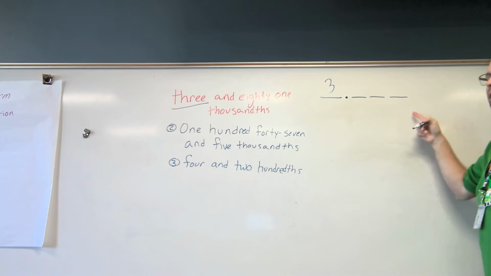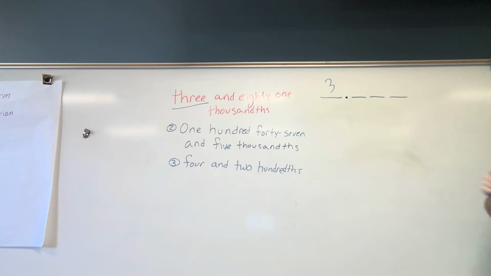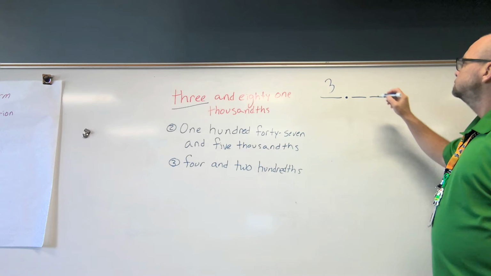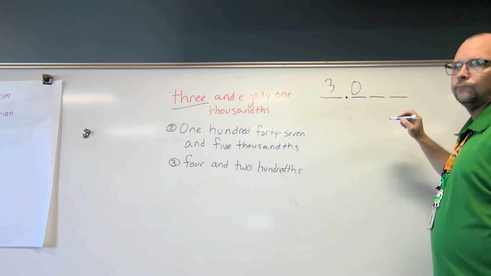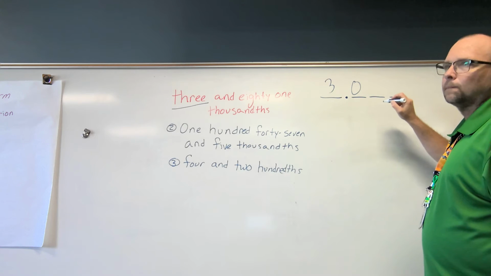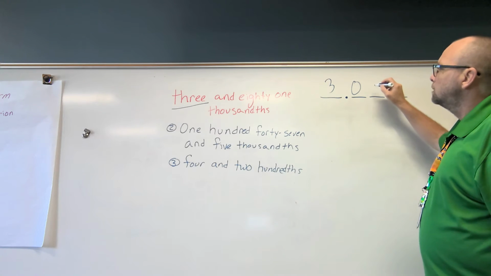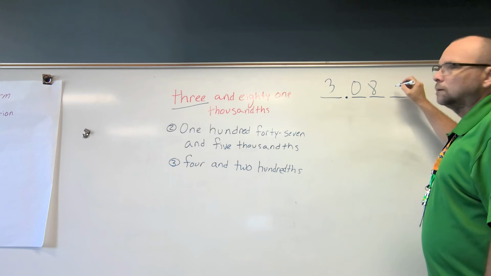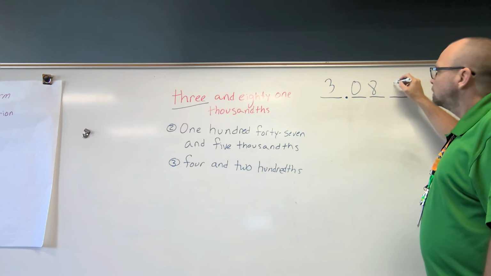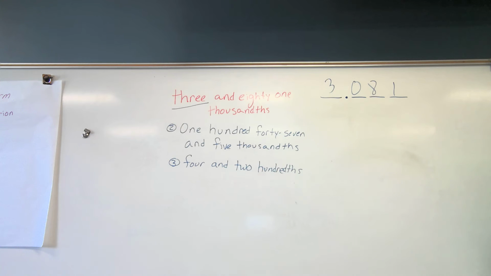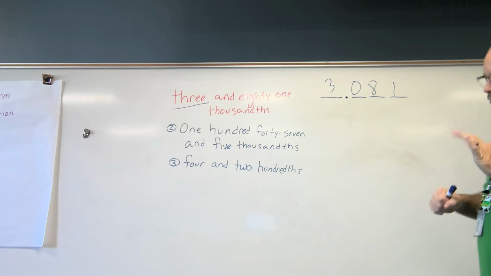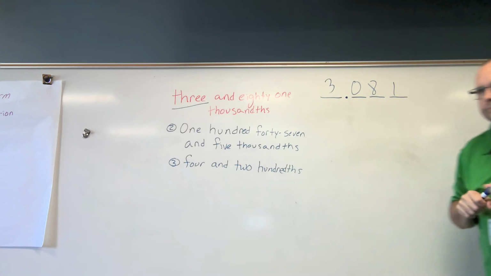Landry, tell me what's behind here. So, in the tenths place, that would be 0. Okay? And then in the hundredths place, it would be a 0. I mean, an 8. And then at the thousandths place, it would be 1. Good. How did you know to put a 0 in the tenths place? Because it says thousandths, and there's 3.